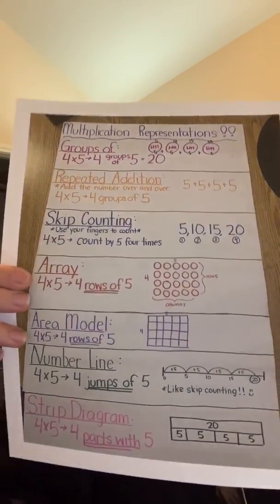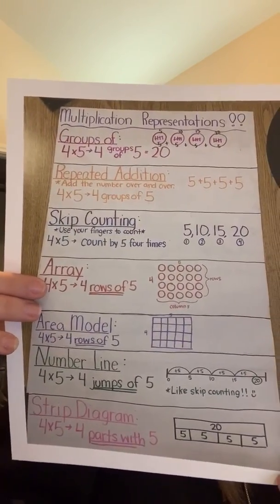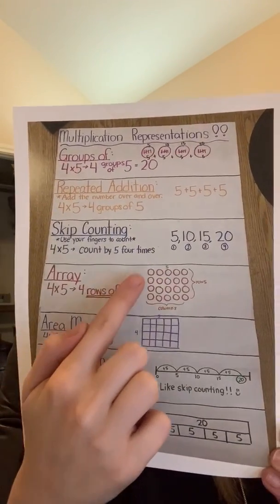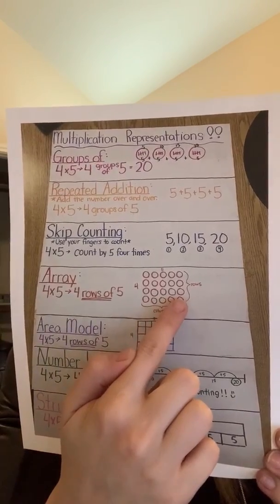Then we can do an array, which is my favorite. So the array, when you're doing an array, the X reads rows of. So here we have 4 rows of 5. So I did 4 rows on the side, and I put 5 in each row.